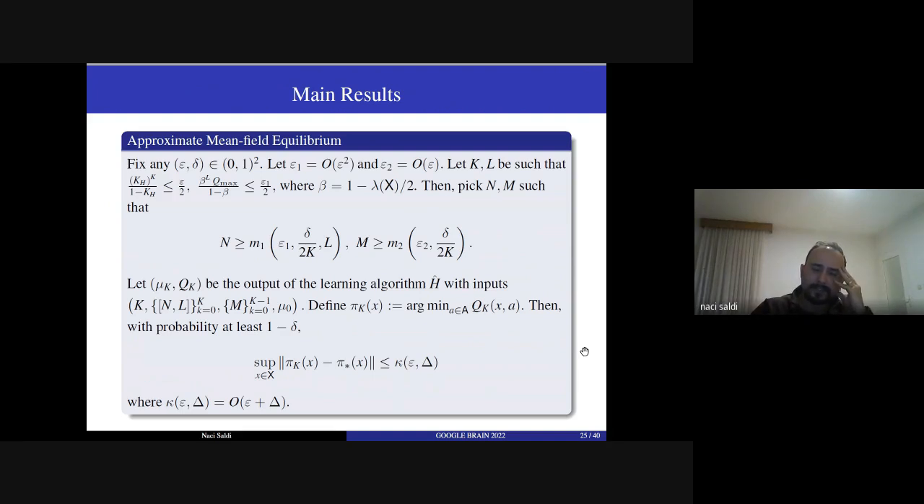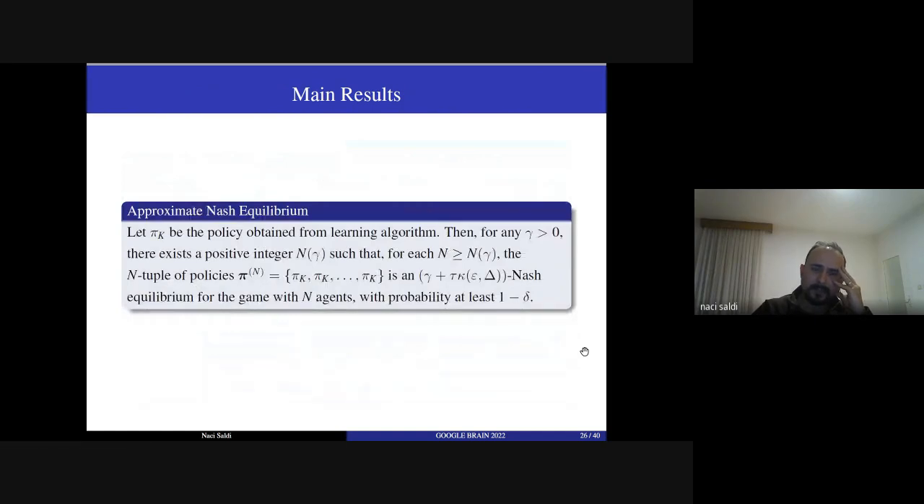And why is this useful? This is useful because of the following result. In general, we know that pi star, the policy in mean field equilibrium, when applied to the finite agent setting, gives the approximate Nash equilibrium, and the same is true for pi k. So if each agent applies pi k in the finite agent setting, then the joint policy is an approximate Nash equilibrium. So this is our second main result for discounted cost.